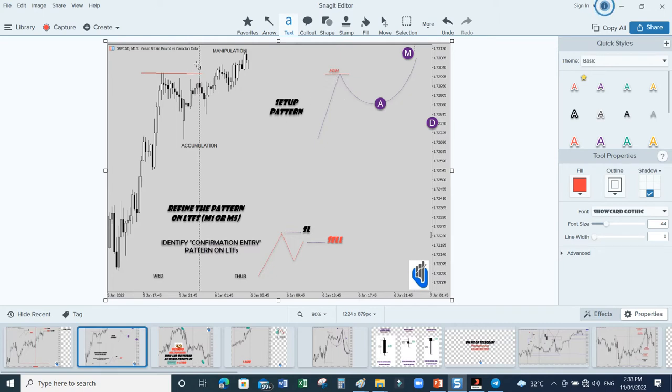Having identified our setup pattern, what next is to refine, because this is a higher time frame, M15. You are still going to refine it to a lower time frame. You may not possibly see this entry pattern, the confirmation entry, on a higher time frame, but when you go to a lower time frame like 1 minute, 30 seconds, or 5 minutes, you will clearly see it.